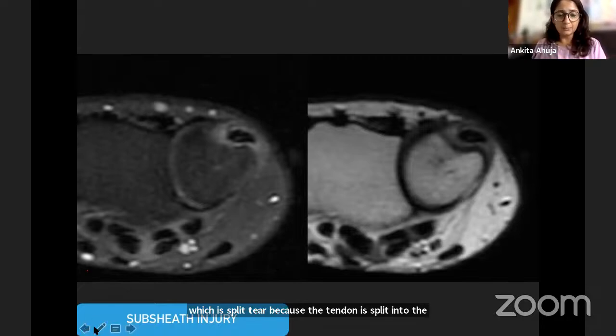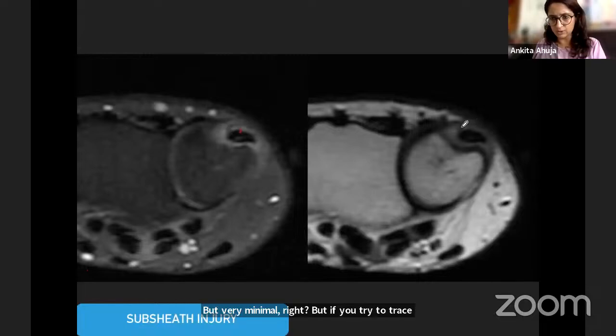Then you can specifically have a subsheath injury. So if you see, this tendon has some increased signal, but very minimal, right? But if you try to trace the subsheath, which I can do over here, I am not really able to figure out this attachment over here, and there is some edema over here.